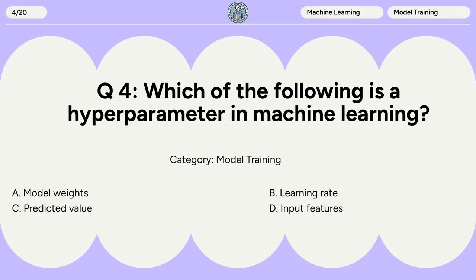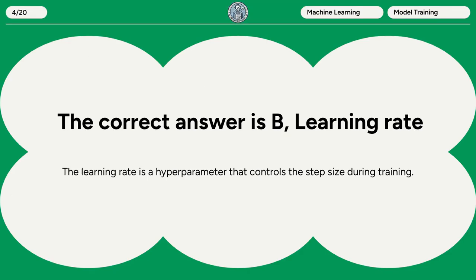Question 4. Which of the following is a hyperparameter in machine learning? A. Model weights. B. Learning rate. C. Predicted value. D. Input features. The correct answer is B. Learning rate. The learning rate is a hyperparameter that controls the step size during training.